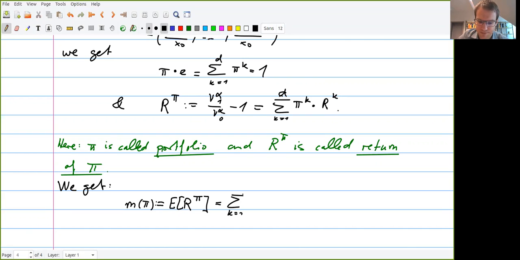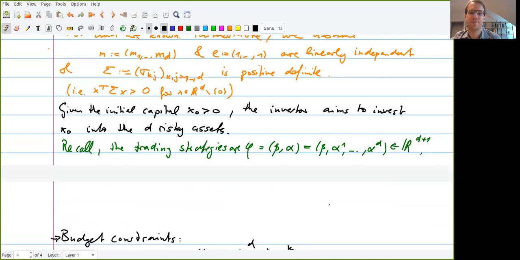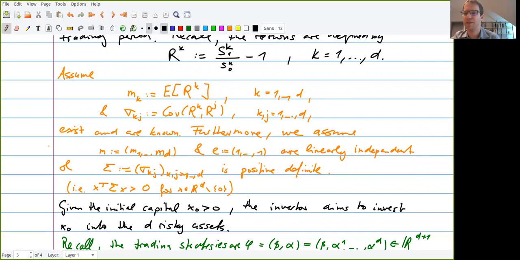So what is this? Well, the pi are just constant, so I can plug them out. And then with the linearity of the expected value operator, I get mk. Right. So these are the expected values of the returns of the k-th risky asset. So this is nice. What we have here is just the scalar product between my investment decisions, my portfolio pi, and the expected returns I have on the market, which we assume to be known. So this is here in the orange part, which tells me I have the expected returns.